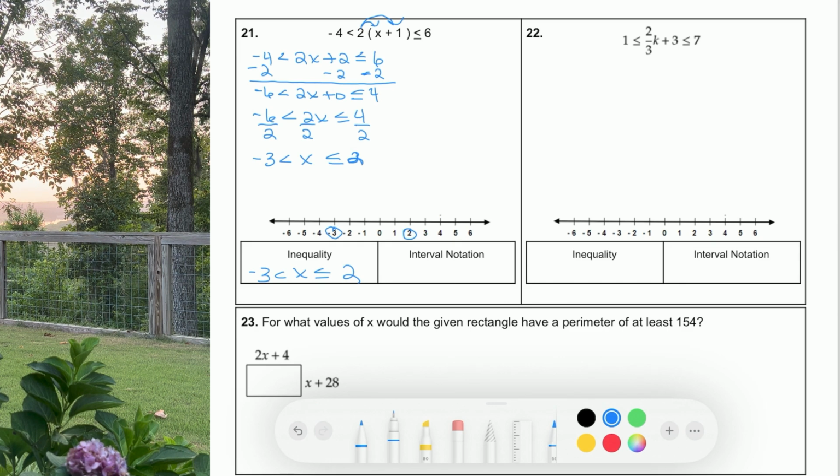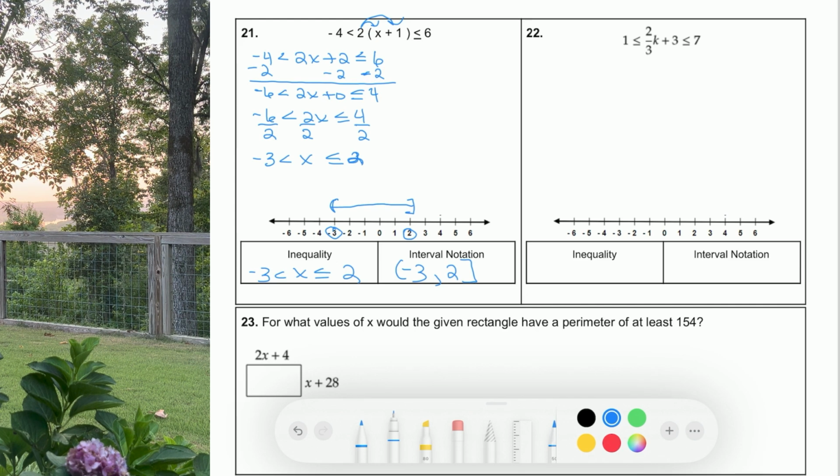Let's graph that. Let's find negative 3, and then let's find 2. The inequality next to the negative 3 says less than. It doesn't say or equal to, so I know I'm going to have a parentheses. The 2 does have the or equal to, so it's going to be a bracket. And then our x is in the middle, so our solutions are in between those 2 points. The interval notation is going to be a parentheses, negative 3, since it's not included, and then 2 with a bracket, since 2 is included.